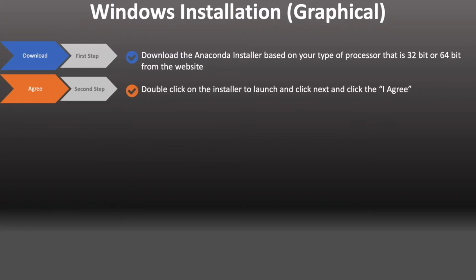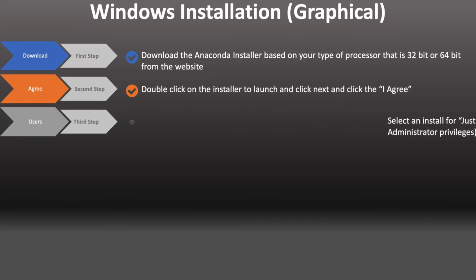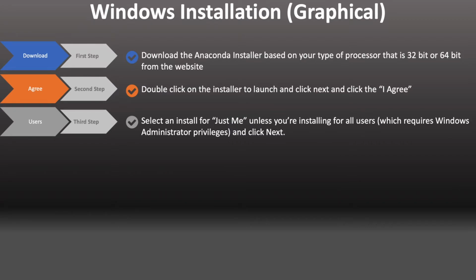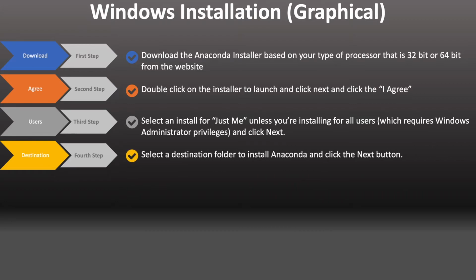Next, you have to double click on the installer to launch the installation and click on the I agree button to agree to the license agreement. The third step will be to select just me unless you are installing for all users, which will require Windows administrator privilege, and then click next. Next will be to select the destination folder to install Anaconda and click the next button.